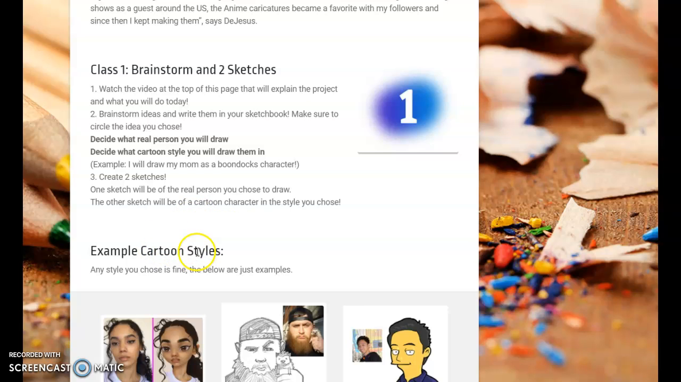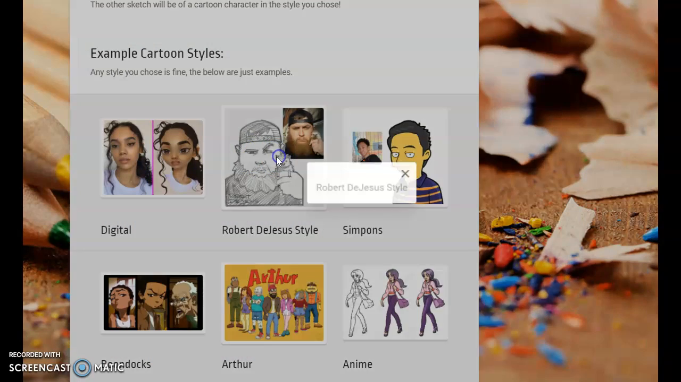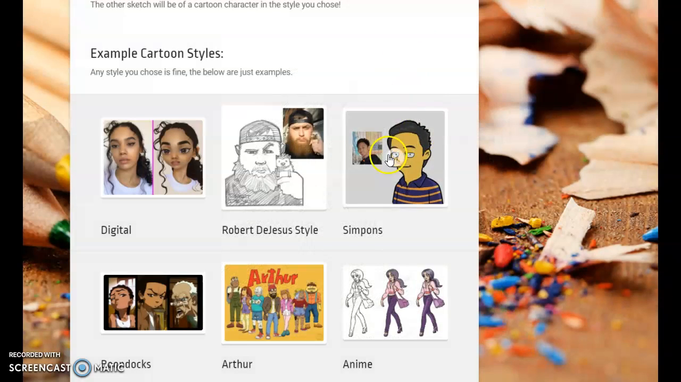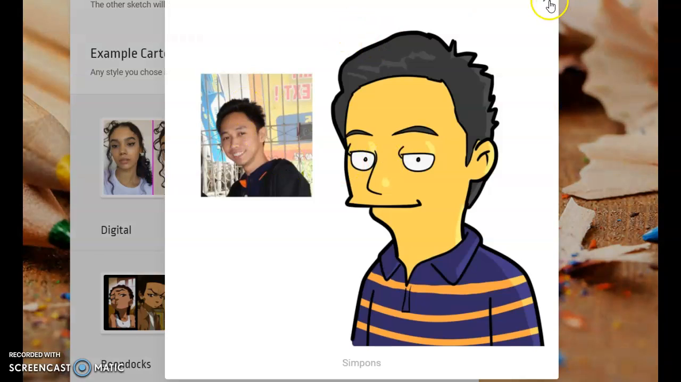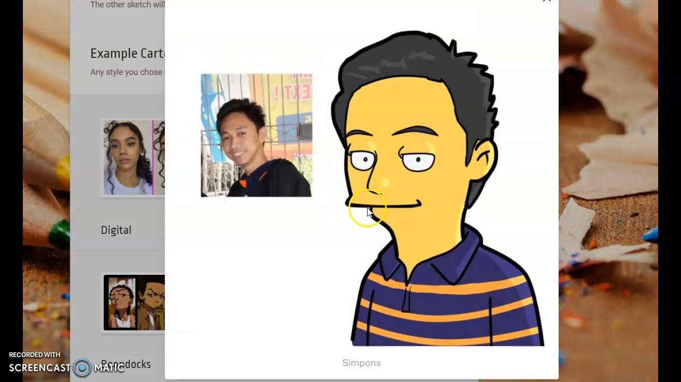So here's some examples of some other cartoon styles just to give you an example, but I think you can pick any one you want to, like be creative. So this is digital, the Robert DeJesus style, obviously, talked about this, it's really cool. The Simpsons style. And you want to think about the characteristics of that style. Like The Simpsons, they have this weird mouth. Their eyes, super weird. They don't have a lot of detail in their nose, different things like that. They don't really have a chin. It's like a top lip. Maybe that's a lip. Maybe that's a chin. Yeah, I'm not really sure.